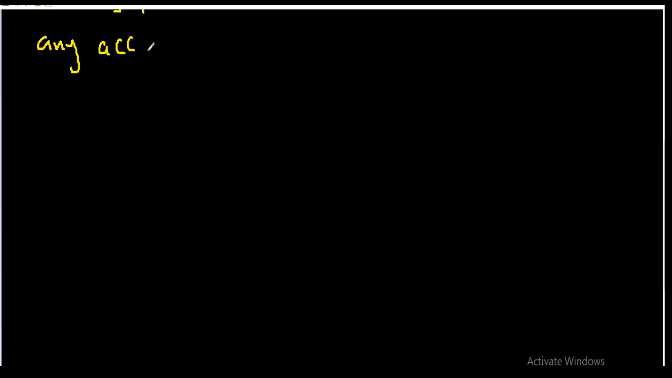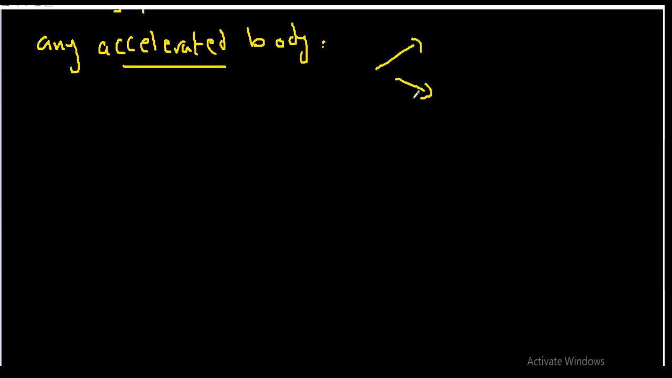accelerated body. This is the condition of using equations of motion. They have to be applied for any accelerated body. Accelerated means the body moves with increasing or decreasing velocity. We have three equations of motion.